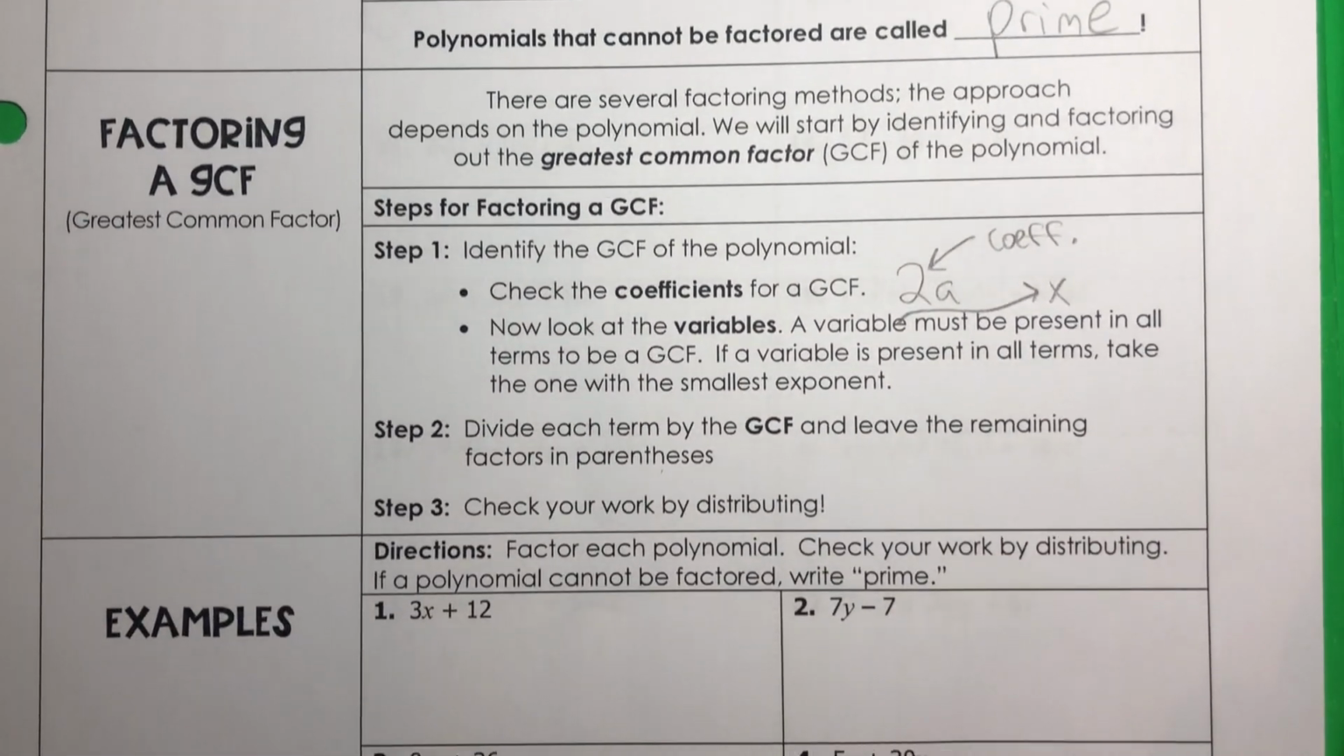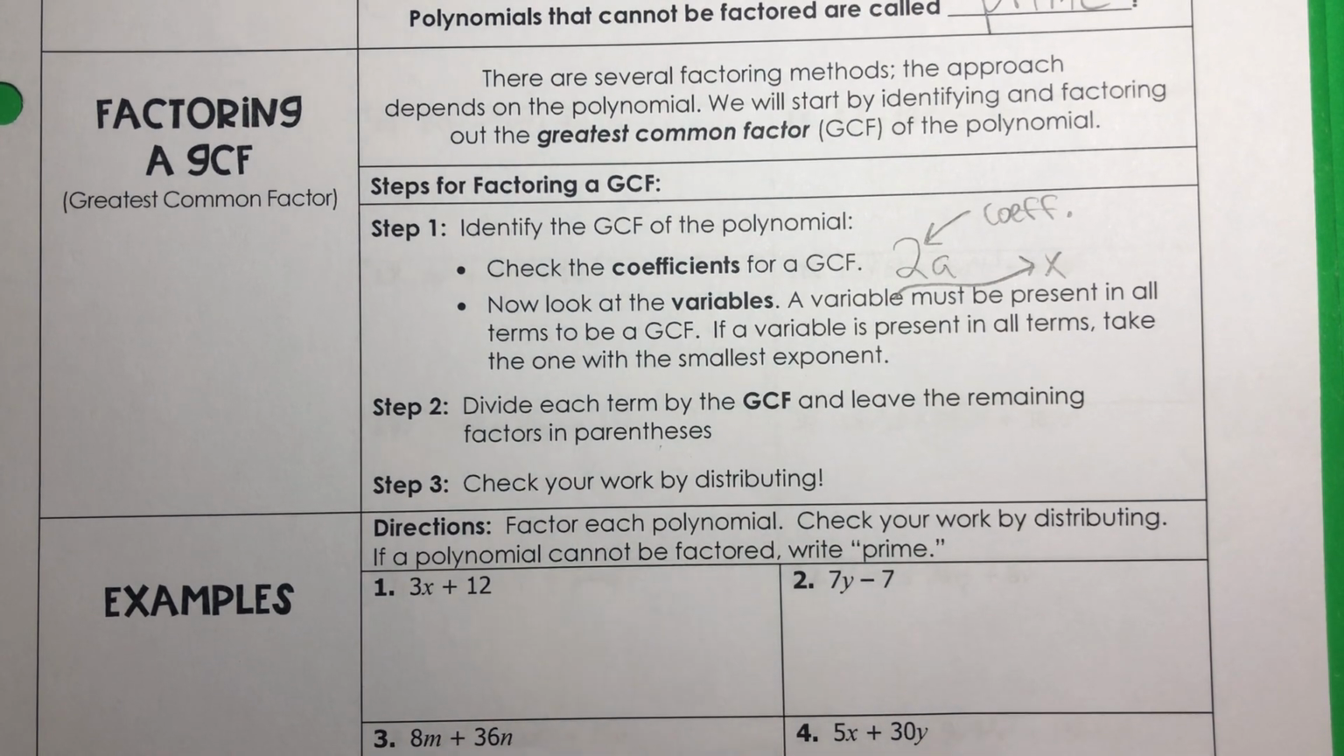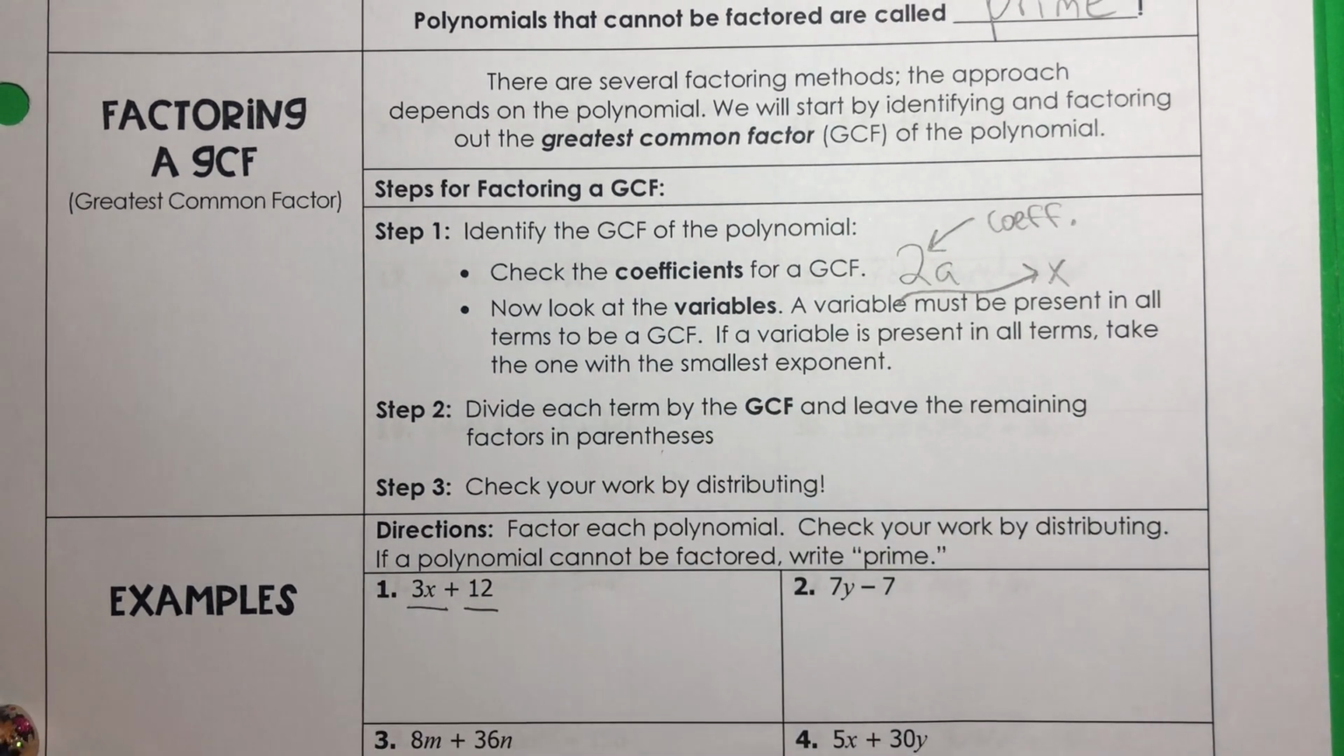All right, let's do some examples here. It says factor each polynomial, check your work by distributing if you want to. If that polynomial can't be factored, then you're just going to write prime. So if there's no greatest common factor to take out, then it's a prime polynomial and there's nothing you can do with it. So in this first example, let's look at the terms we have, a 3x and a 12.